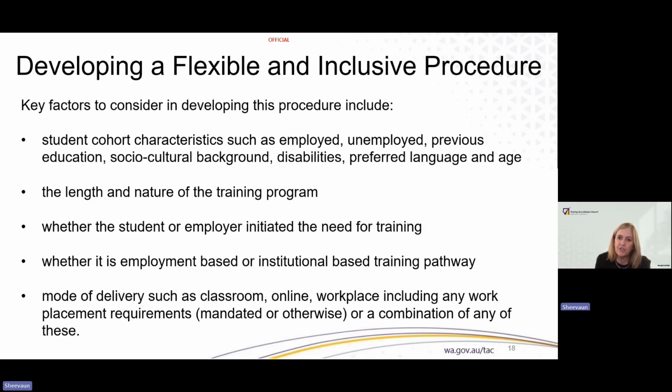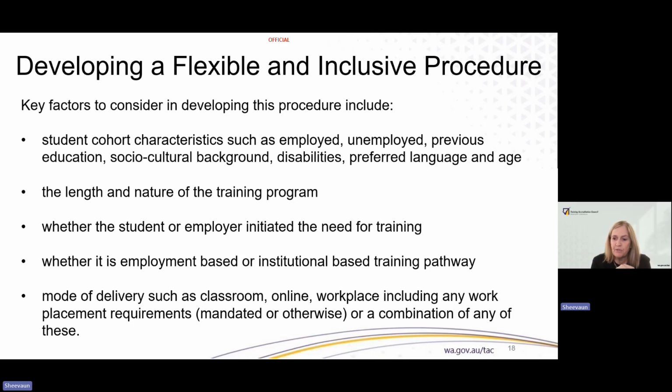So in terms of your actual procedure, the key factors that you should be considering in terms of developing it are your student cohort characteristics, things like employed and unemployed, previous education, social cultural background, disabilities, preferred language, age. So that really is about looking at your student in a level of detail. Put that in a basket, and then you've got the length and the nature of the training program in another basket. Okay, how long is this program? Is it a short course? Is it 2-3 years? Is it 6 months? Whatever it is, and the nature of the training program.